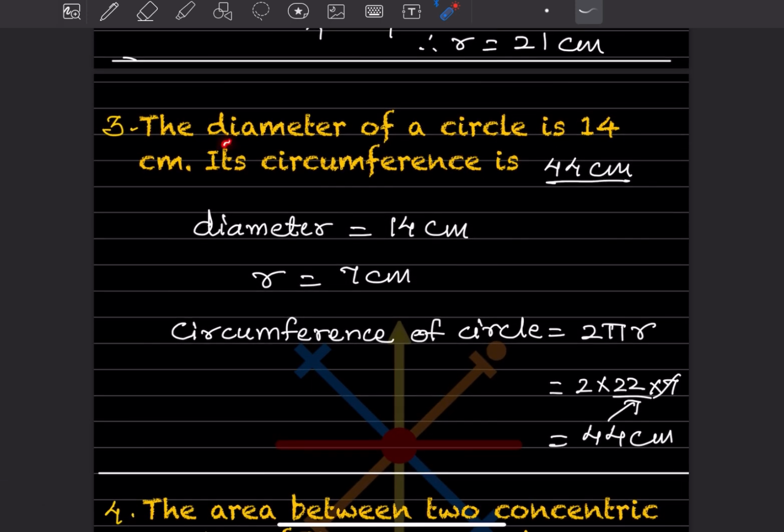Now here they said the diameter of a circle is 14 centimeter, and we have to find its circumference. Here this is a circle and this is the center of the circle. The diameter always passes through the center. This whole part is 14, this is the diameter. So we first find the radius. The radius is always going to be half of it, so the radius will be 7 centimeter. Now we want the circumference of a circle, which means 2 pi r. So 2 into 22 by 7, and r is 7. This and this get cancelled, so this will be 44 centimeter.